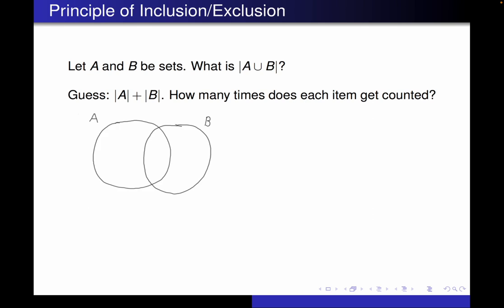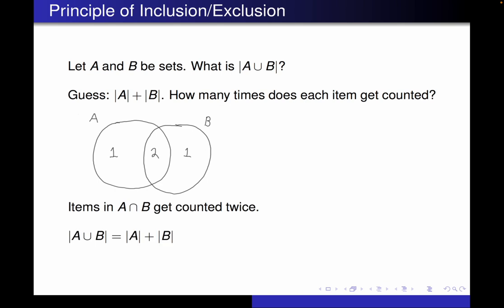Some are going to get counted more. If we figure out how many times each one gets counted, after we count the elements in A, those two regions get counted once. Once we count the elements of B, the items on the very right get counted once, but the items that are common to A and B get counted twice. Since the items in A intersect B get counted twice, we need to subtract those from the total so they're all counted once. So the cardinality of A union B is going to be the cardinality of A plus the cardinality of B minus the cardinality of the number of elements that got counted twice. That's A intersect B, and that gives us our total.